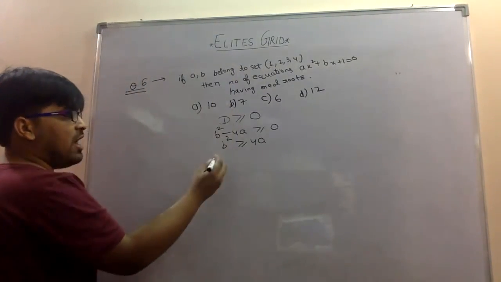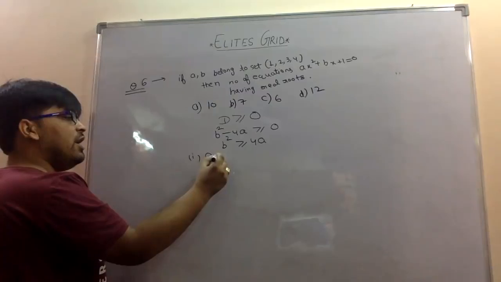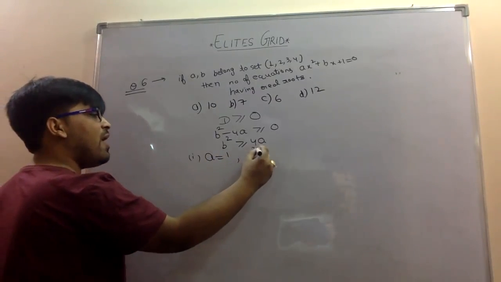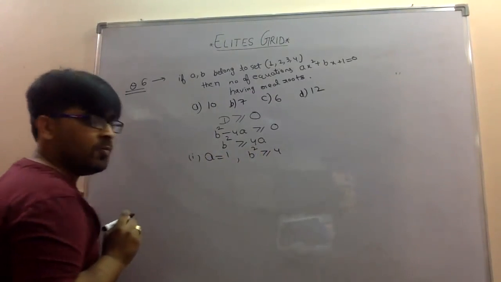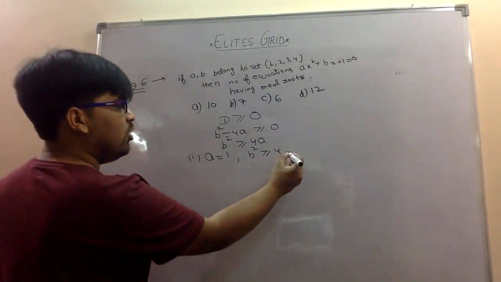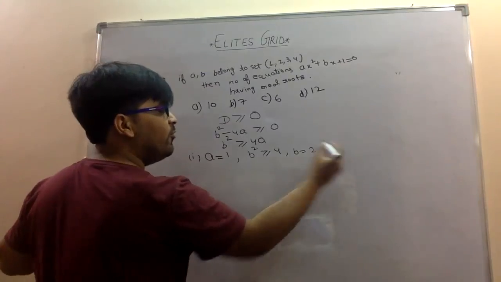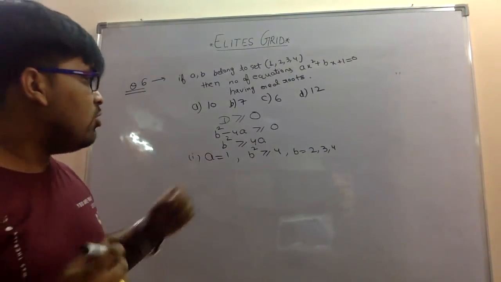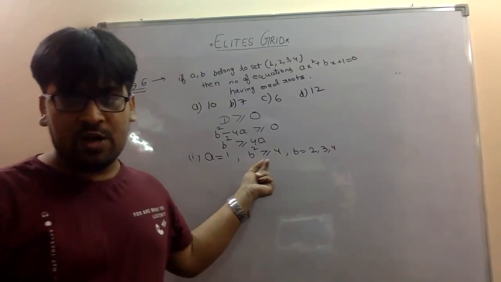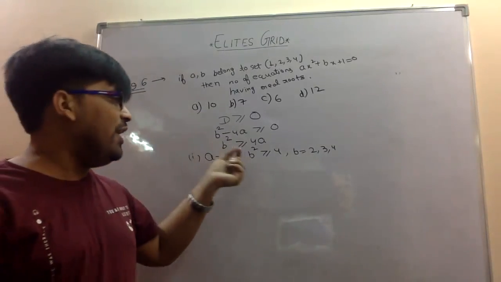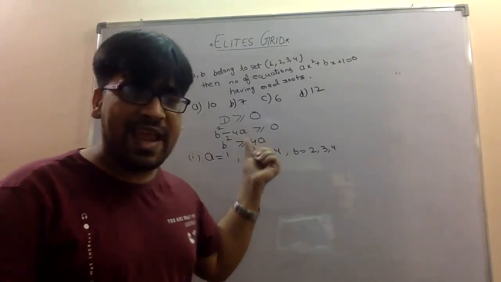अब तुम एक एक वैल्यू उठाने लगो. पहले A को तुमने 1 रखा, तो b square should be greater than or equal to 4. So what are the possible values of B? B is equal to 2, 3 and 4 are the possible values. क्योंकि B की वैल्यू 1 रखोगे, it will be 1, which is not greater than or equal to 4. So B equal to 2, 3 and 4.